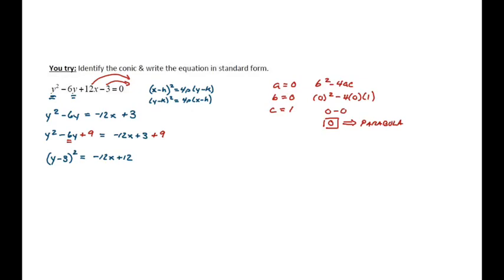The one thing we do have to do is simplify the right side so that I have x plus or minus some number inside of a quantity with a coefficient out front. And the way you do that is if I factored out a negative 12 from both terms on the right, I would get y minus 3 quantity squared equals negative 12 times the quantity x minus 1.